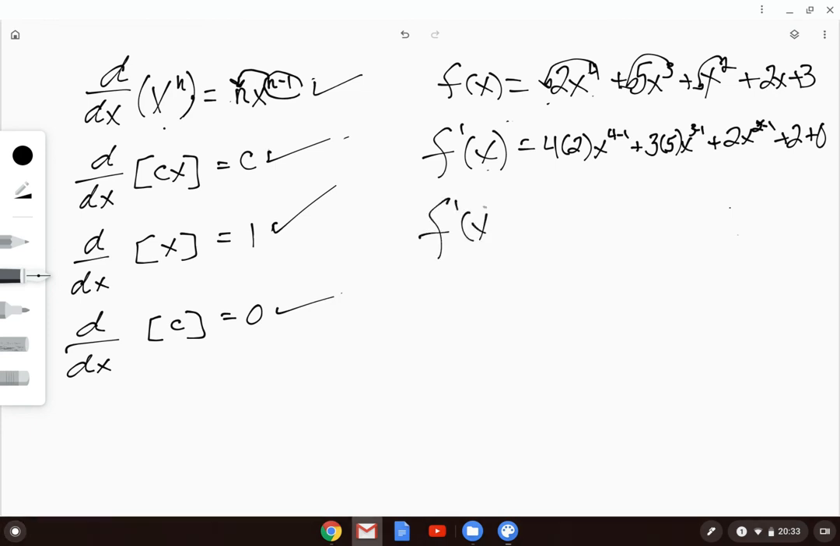So 4 times 2 is going to give me 8x, 4 minus 1 gives me 3. 3 times 5 is going to give me 15x, 3 minus 1 is going to give me 2. And then I have 2x, 2 minus 1 is 1. And then plus 2. So that would be my derivative function of the polynomial 2x to the 4th plus 5x to the 3rd power plus x squared plus 2x plus 3.